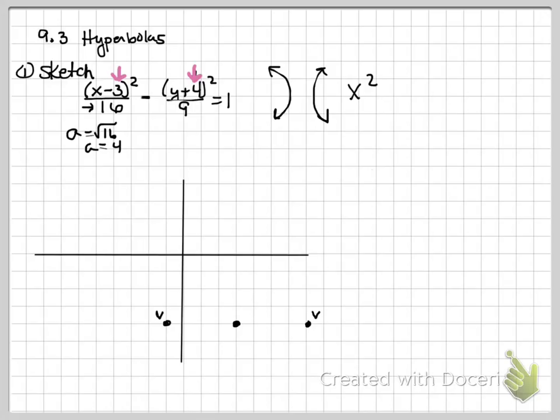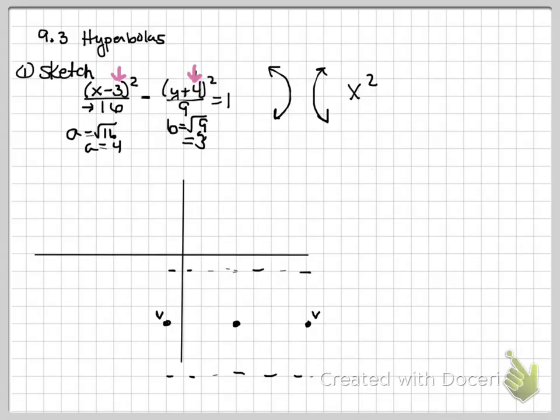Now what the 9 does is it allows us to figure out our asymptotes. So this is our b value. It's going to be the square root of 9, and that's 3. So from our center, we're going to go up 3, and we're going to just make a little line here. And going to go down 3.